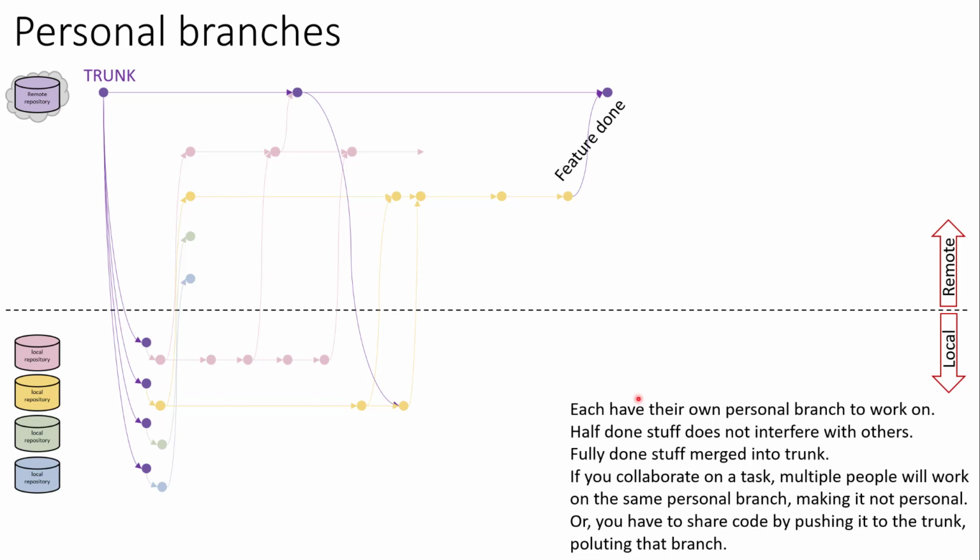Right, so each has a personal branch. If you don't finish something but you push it to the remote, then it doesn't interfere with others, so that's a benefit. And then whenever you have something fully done, you merge that into the trunk.